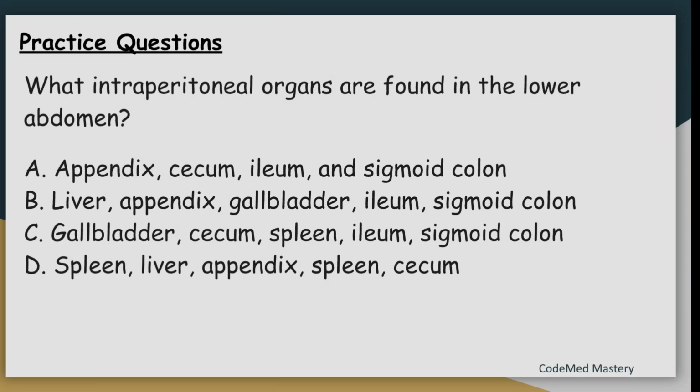While discussing anesthesia guidelines, I have mentioned the list of intraperitoneal and extraperitoneal organs in upper abdomen and lower abdomen. You can check that video. So, the intraperitoneal organs that are present in the lower abdomen are appendix, cecum, ileum and sigmoid colon. So, the right answer is option A.